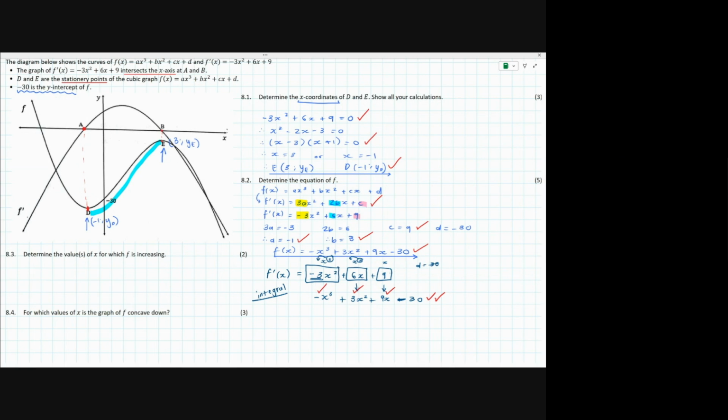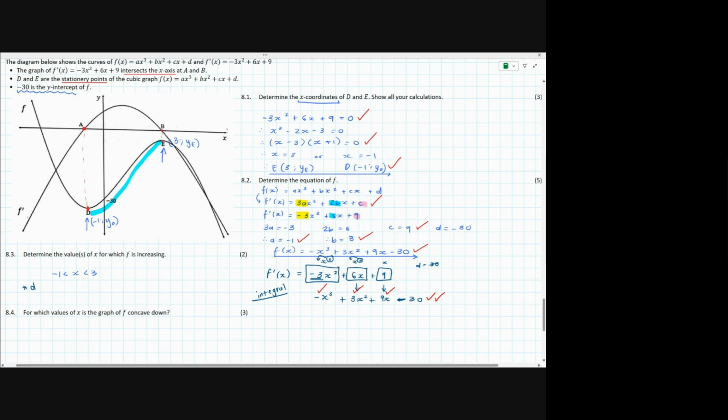Okay, now I'm panicking. Yes, this is where it's increasing. Sorry. So this is where the graph is increasing, and we say it would be from -1 all the way up to 3. We don't include those two values because those are my turning points. That would be where the first derivative of my graph is equal to 0. So we don't include them.